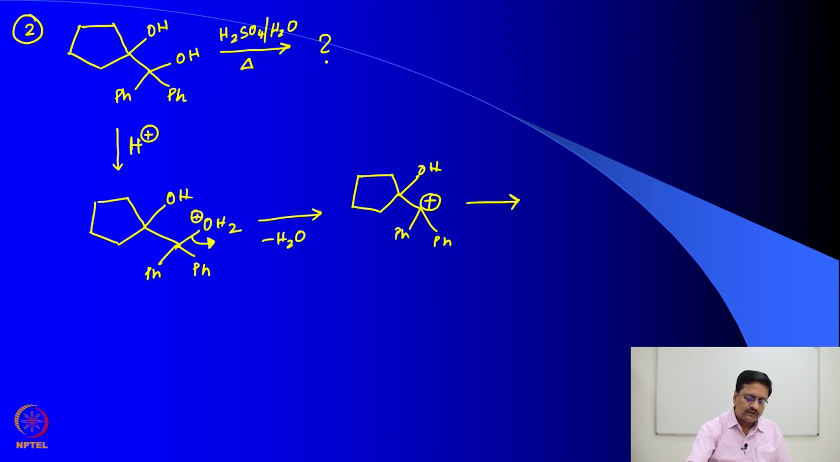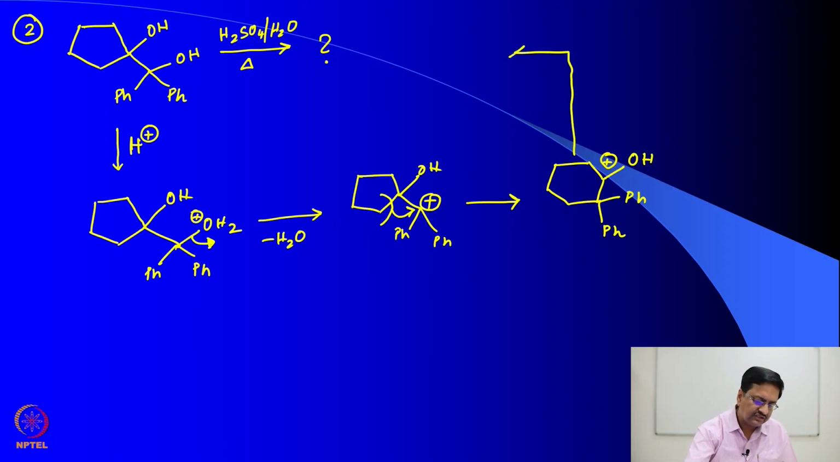Now, the entire group from the cyclopentane ring moves from the first carbon to the last end carbon, the carbocation carbon, and forms this compound, or rather a carbocation. This is the migration of the larger group to form a new carbocation, and a deprotonation step would give you this product.